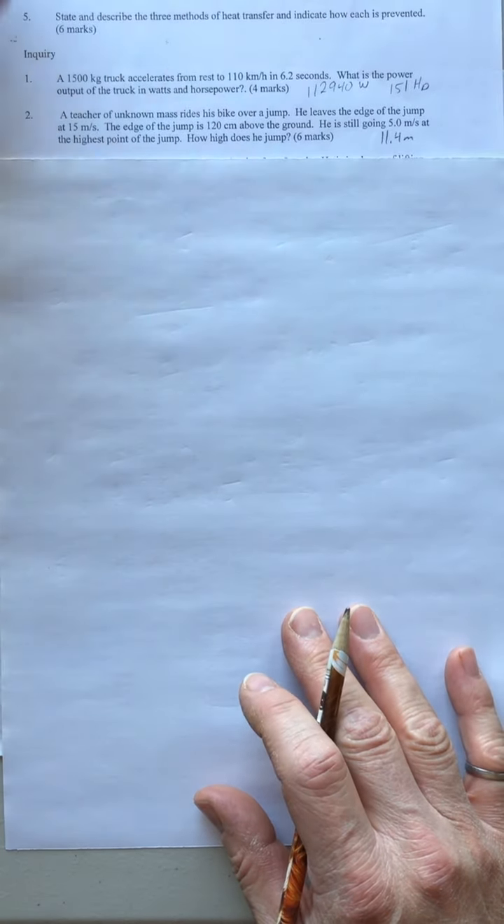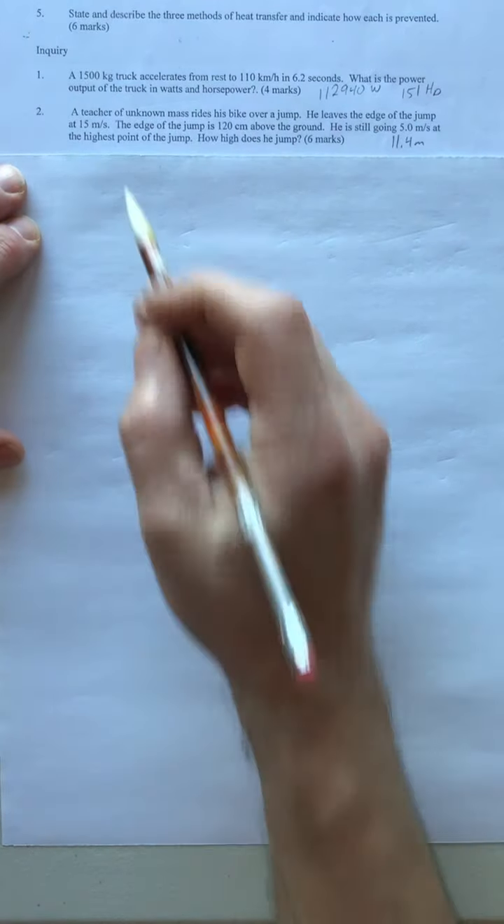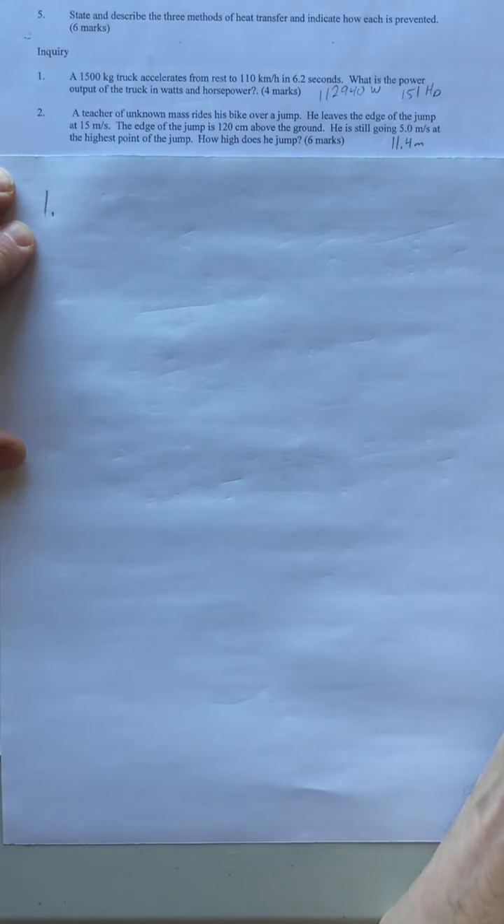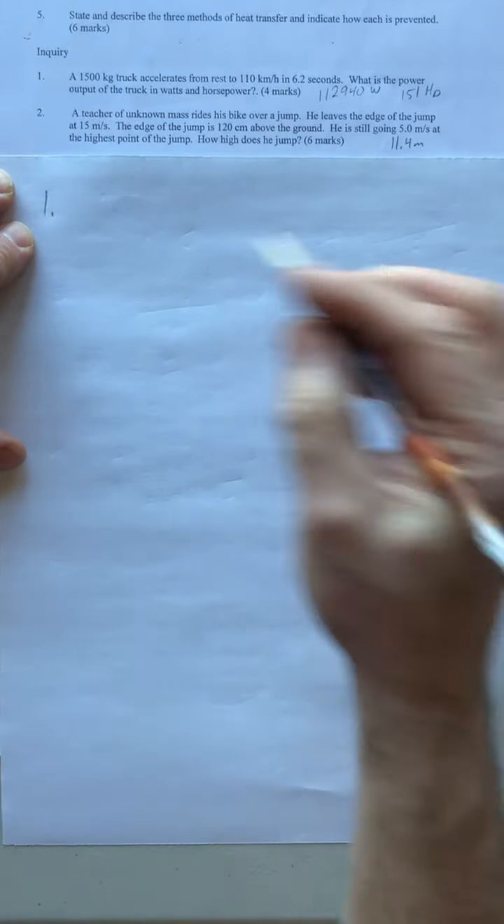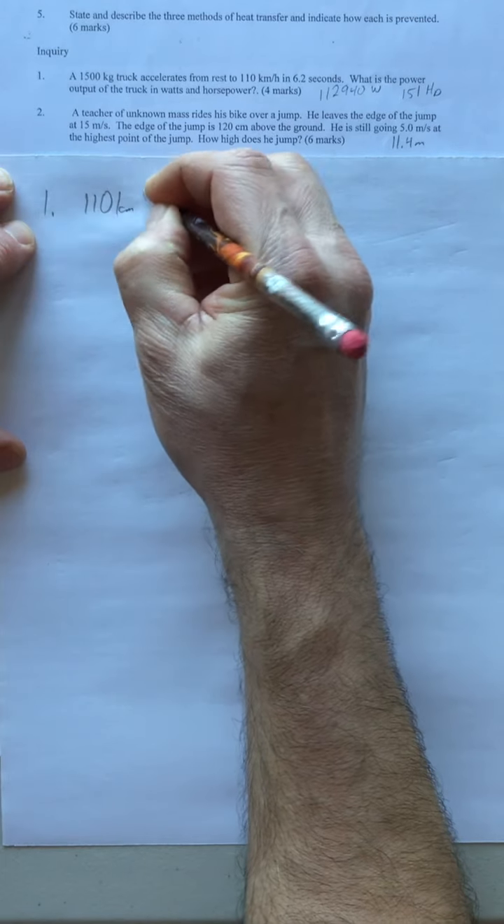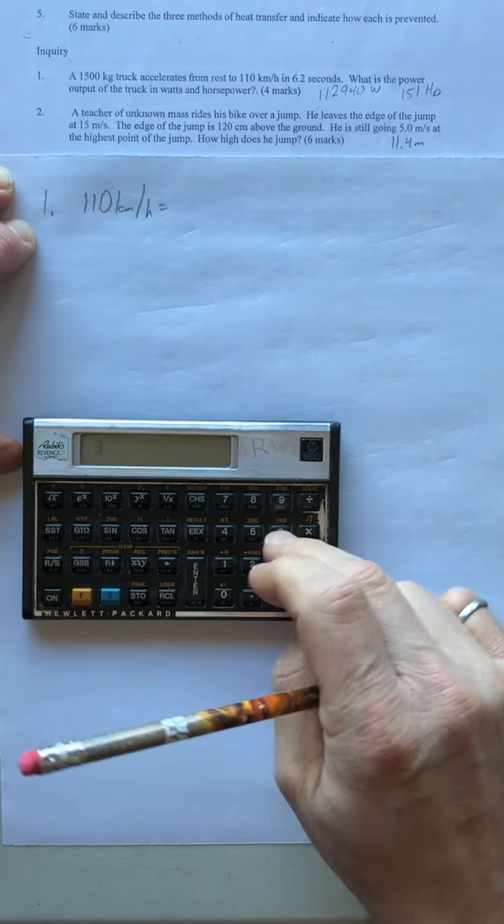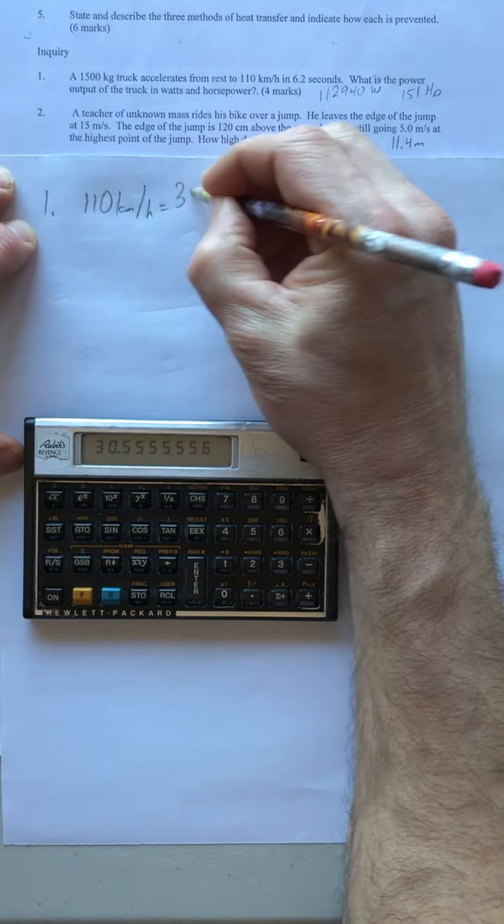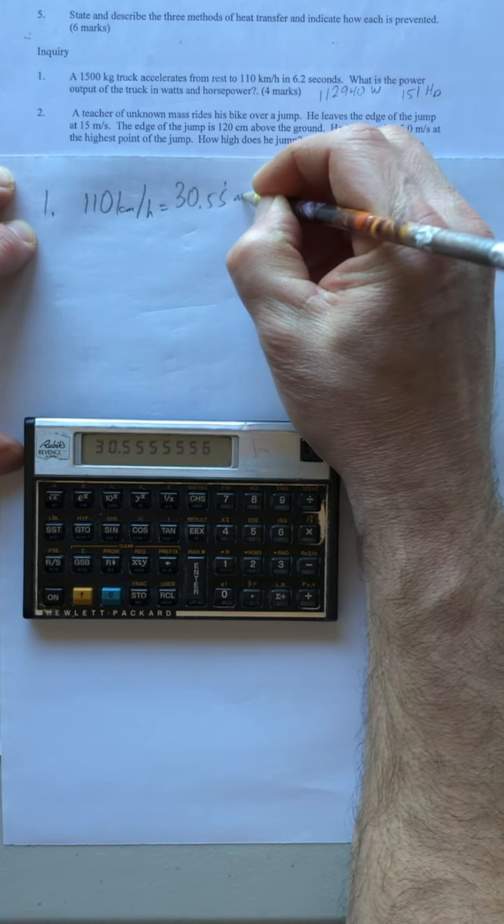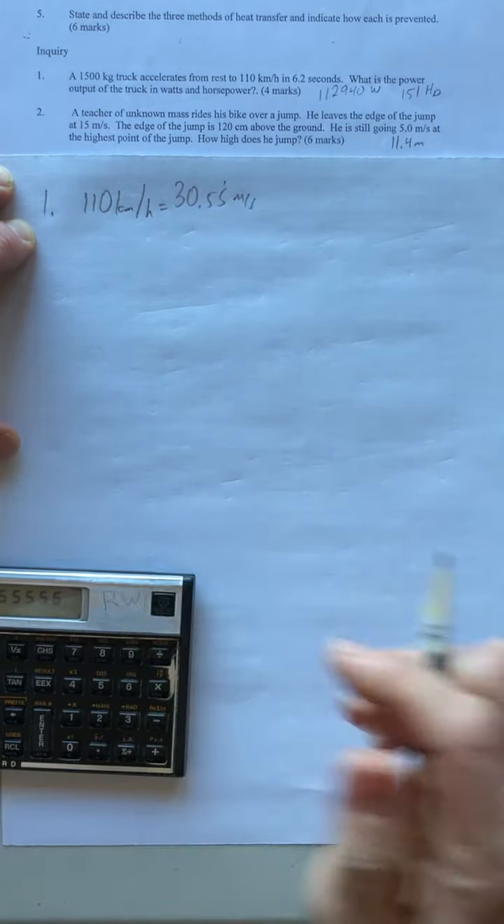Okay, question 1. There's that 1,500 kilogram truck again, and it goes from rest to 110 kilometers an hour. Let's get that into some normal units. Divided by 3.6 is 30.55 meters per second. That's how fast the truck is going at the end.